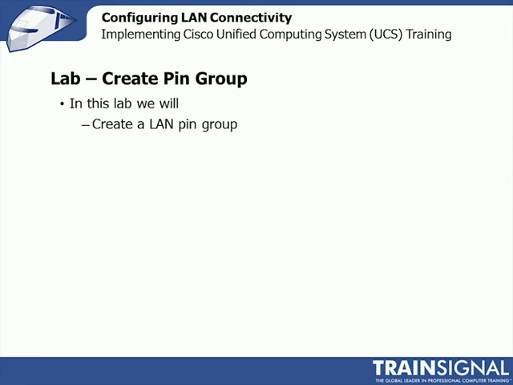We're going to create a LAN pin group. We're probably actually going to create 2 more port channels first, just to give you an idea of saying, okay, you've got multiple port channels, how do we use those? And then we'll create a pin group and show you how to apply that. So I'll jump over. I'm going to use UCS Platform Emulator again for this, and we'll get started.